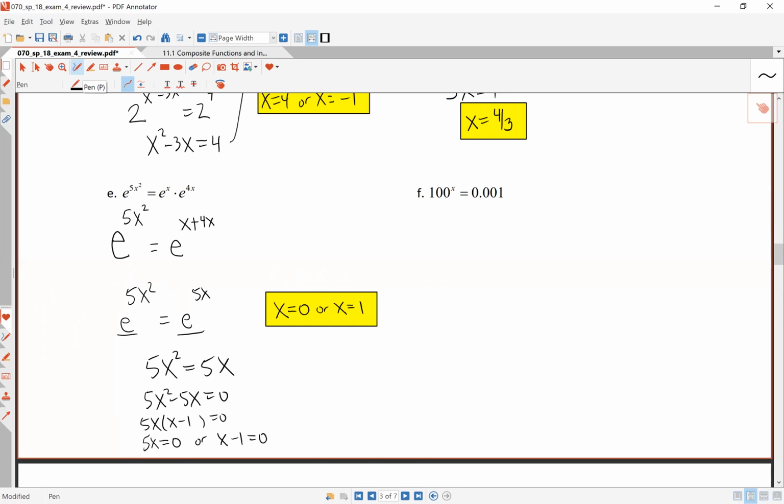Letter F, 100 is a base 10, 10 squared. 0.001 is 1/1000th, or 10 to the negative 3. We equate the exponents. 2x is negative 3. Gives me x is equal to negative 3 over 2.